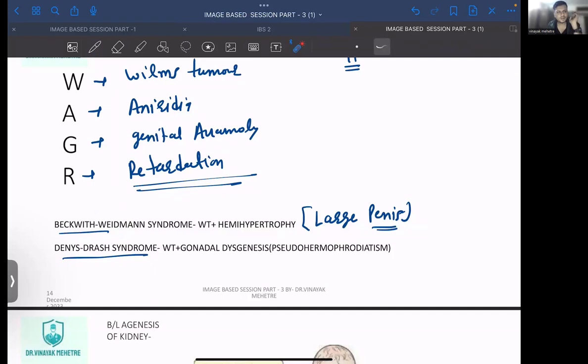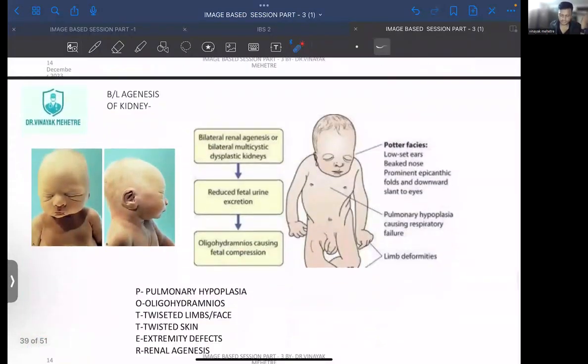Okay. And the second one, Denys-Drash. Remember it like this: Denys ka chota. Okay, Denys ka chota. The reason: gonadal dysgenesis. The size of gonads will be less, right? So Denys ka chota, and if you will have weed, size will increase. Okay, this is the hint. This is how you have to remember, this is how you have to catch it in the exam. You don't have to mug up everything, I am tired of saying this.